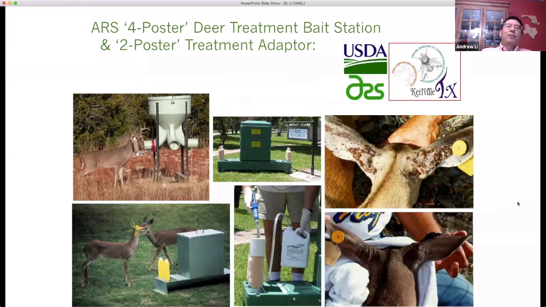Well, the four-poster device, a lot of you know this product. It has been around for some years. It was developed by USDA ARS scientist Dr. Matt Pound, at the US Livestock Insects Research Lab in Kerrville, Texas. So you can see the prototype in metal. That's when they initially developed the product and tested the animal use.